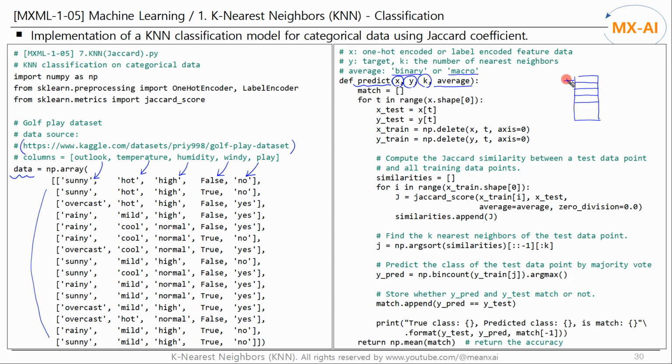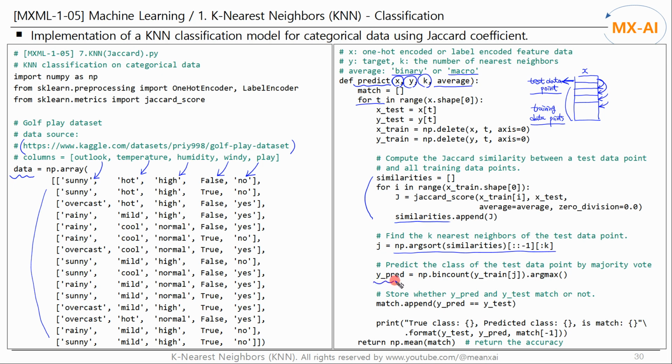Take data instances one by one from feature data X and generate test data and training data. In the first round, we use the first instance as a test data point and the rest as training data points. We compute the Jaccard similarity between the test data point and all other training data points, and store the result in the similarities list. Then we choose the K neighbors with the highest similarity to the test data point.